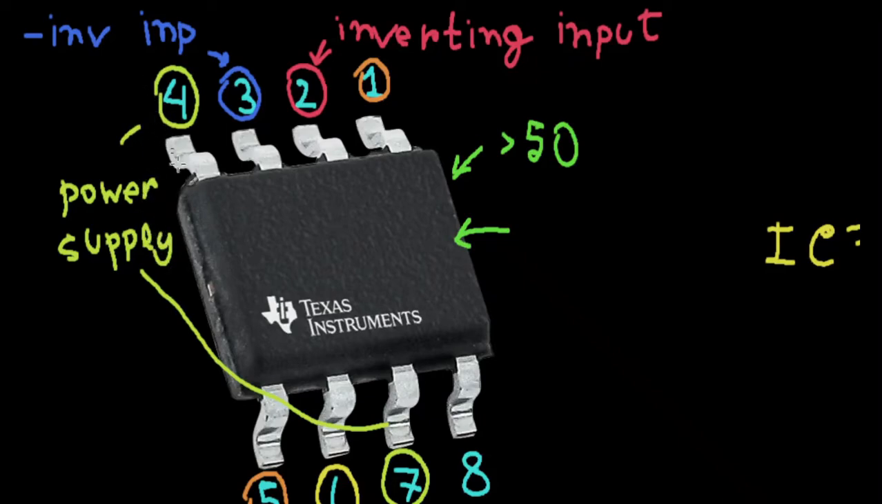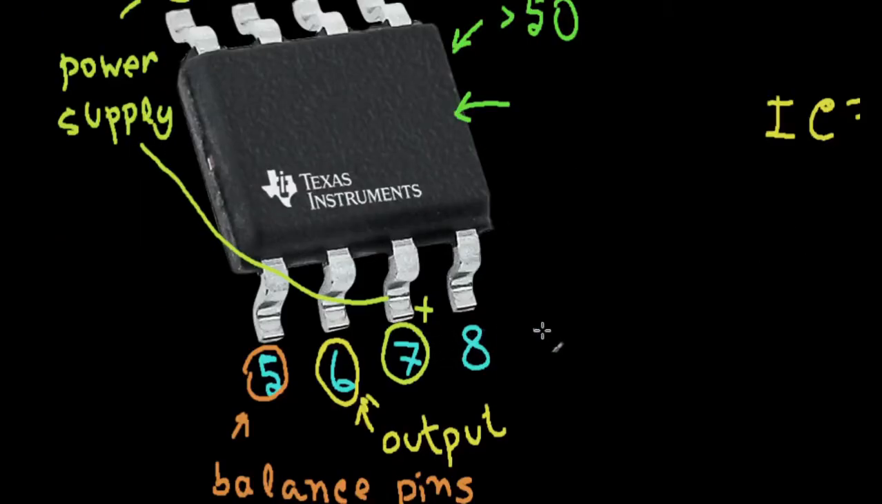Pin 7 is actually the positive power supply, and pin 4 is the negative one. So that's done. The most trivial one is pin 8. There's actually no connection here. No connection, so for us this is the least relevant one. There's no connection on pin 8.